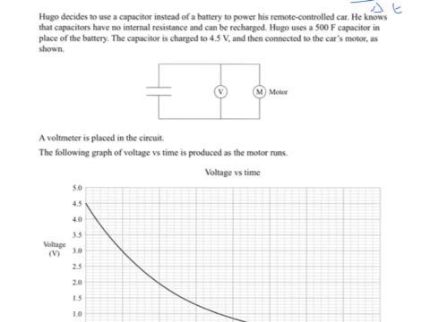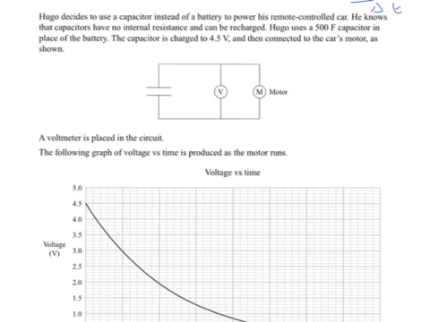Hugo decides to use a capacitor instead of a battery to power his remote-controlled car. He knows, and that's a good idea with supercapacitors these days, but he knows the capacitors have no internal resistance and can be recharged. Hugo uses a 500 farad capacitor. That's huge, 500 farads, just so you know.